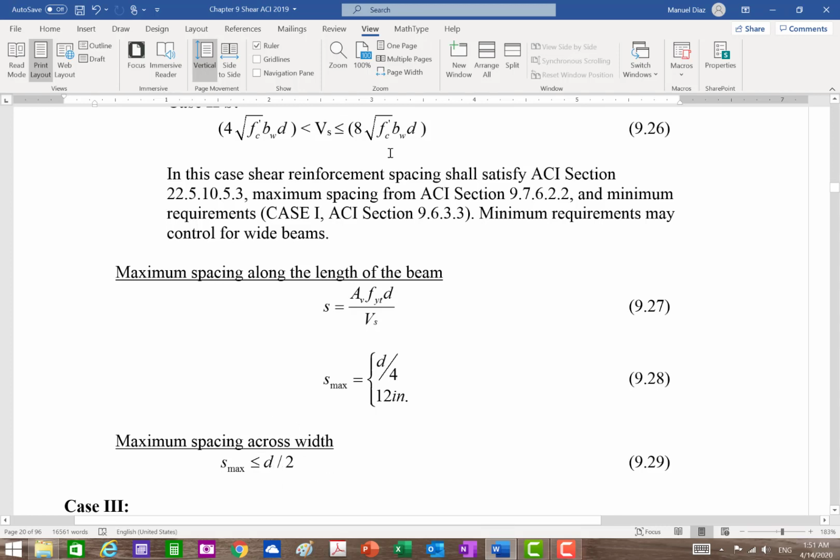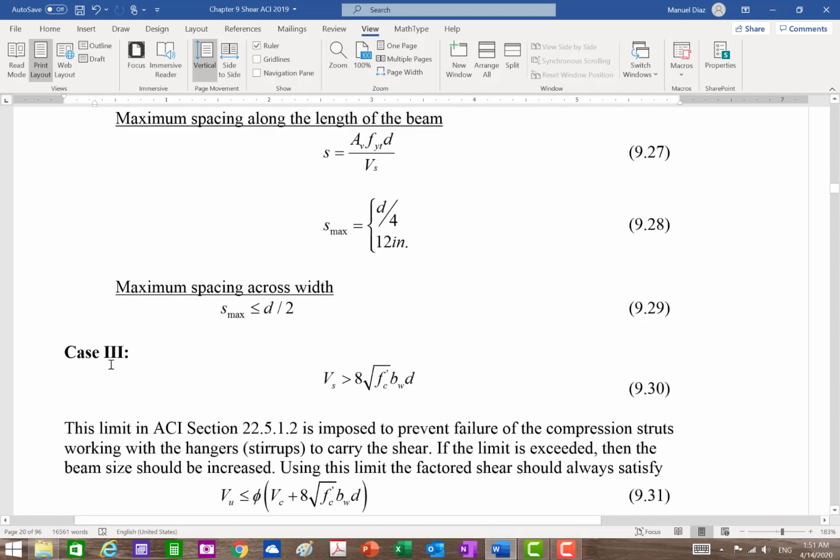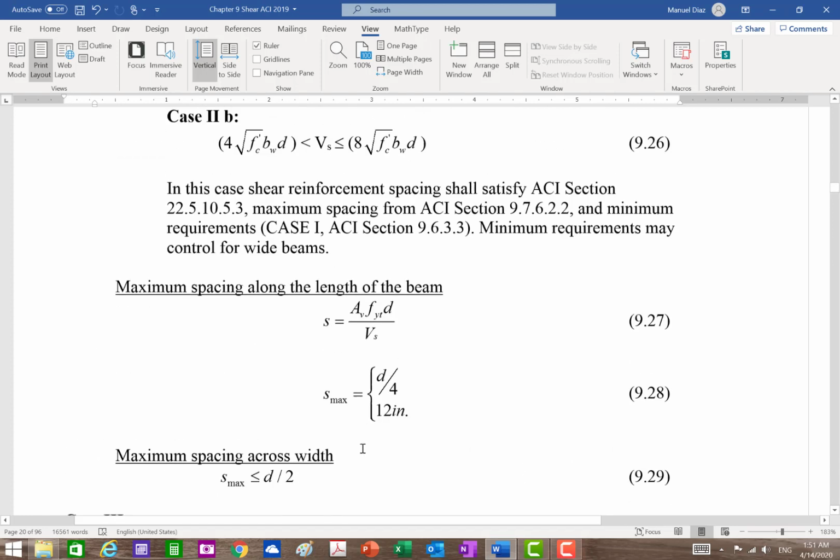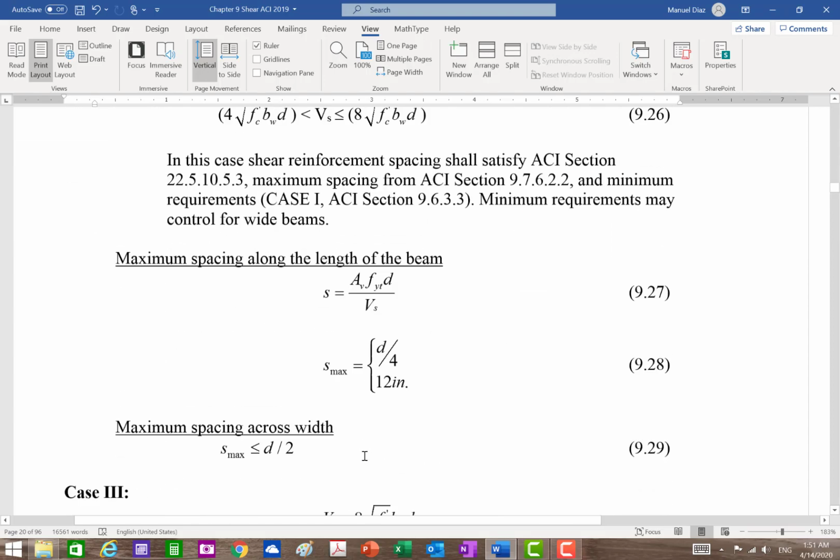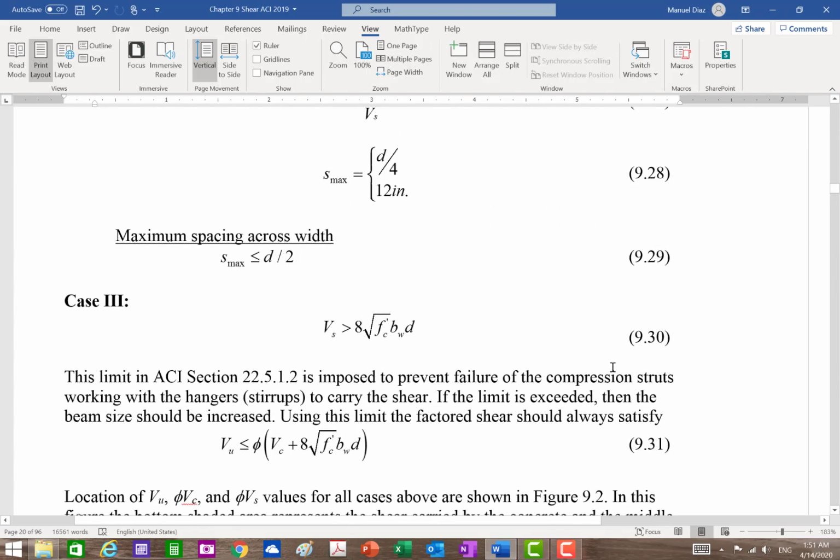Now if you exceed the 8, then that means you need to change the size of your beam. So it's not working. So what's happening here is you're creating a failure, they call it here, in the compression struts that are working between the hangers, which are the stirrups.